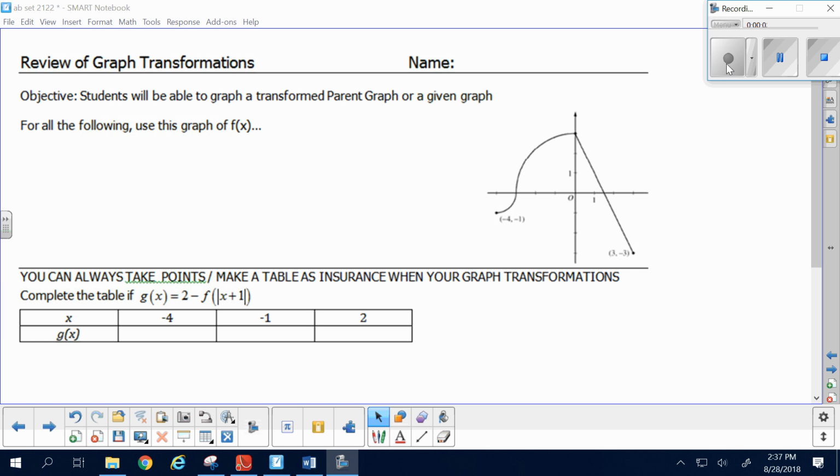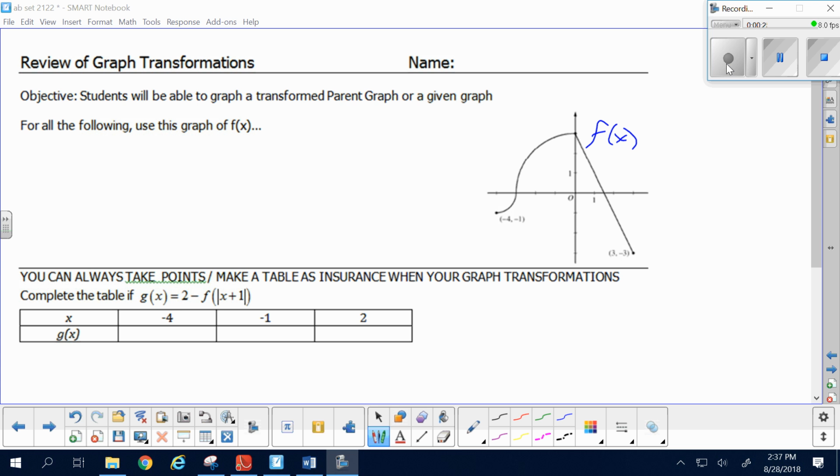Okay, so here we go, talking about graphs and graph transformations. This should be review, that's why it's white notes. It is stuff you've seen before, maybe just making sure you're solid. So if I give you this graph of f of x, you can see its shape has two semicircles and a line, and we're going to play around with that a little in a couple different ways.